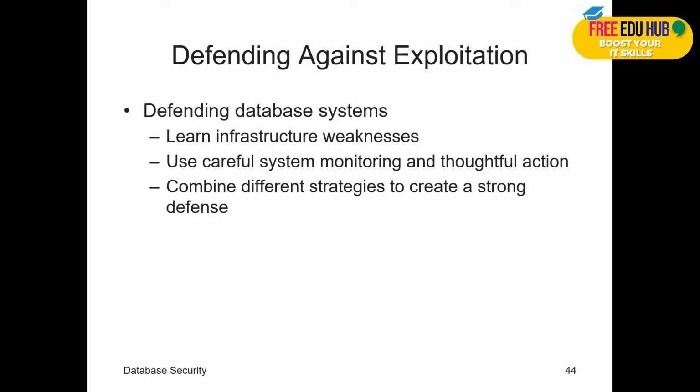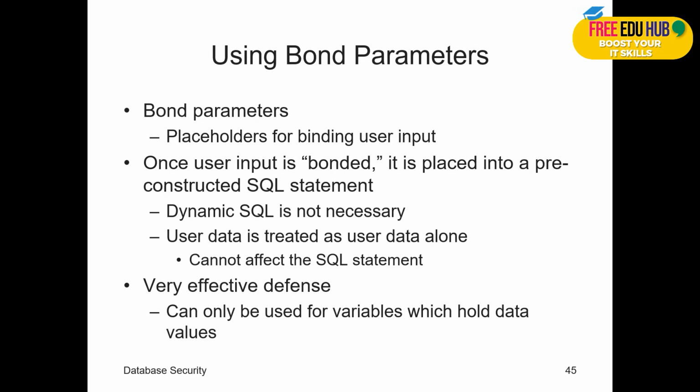Now, there are ways through which we can defend the database system. Learn infrastructure weaknesses yourself. Use careful system monitoring and thoughtful action. Careful monitoring means you must observe the kind of traffic, where it's coming from, and usually during what hours you are getting traffic. If the traffic is coming from a quite strange source, for example, if your organization operates in the United Kingdom only and all of a sudden is getting traffic from other parts of the world, it means that someone is trying to gather some information. Then combine the different strategies to create a strong defense.